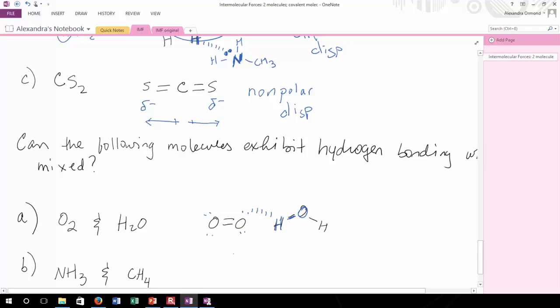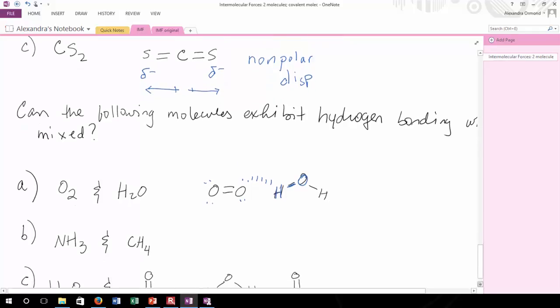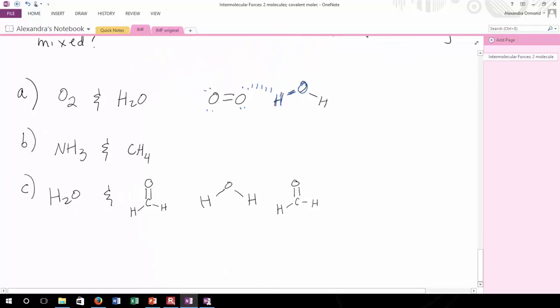And why do we care about this? Well, if you have fish, you know that fish need oxygen to breathe. So oxygen can dissolve in the water, and there can actually be some favorable interaction between the oxygen in the air and the water. The second example is, can there be any hydrogen bonding between ammonia and CH4?